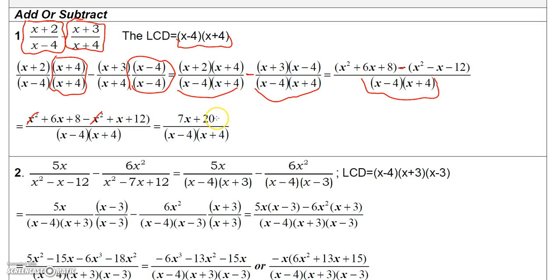So I get 7x plus 20 in the numerator, and then x minus 4 times x plus 4 in the denominator. And that's as far as I can take that. As far as simplifying, that will not simplify any further. I suppose you could multiply these together, but again, I don't really worry about that. I just leave it in factored form.